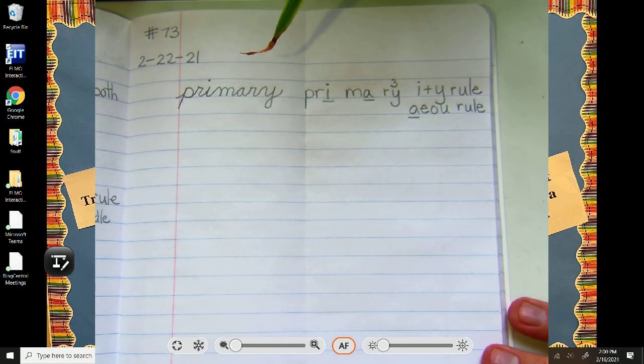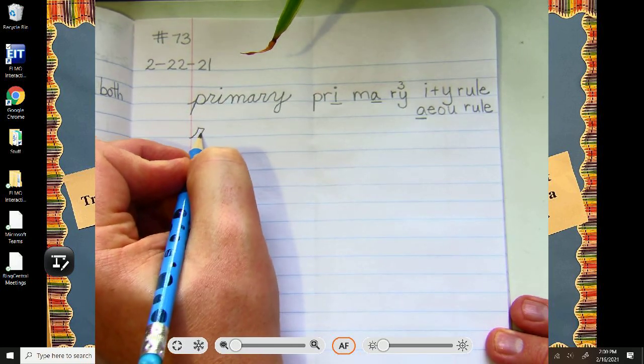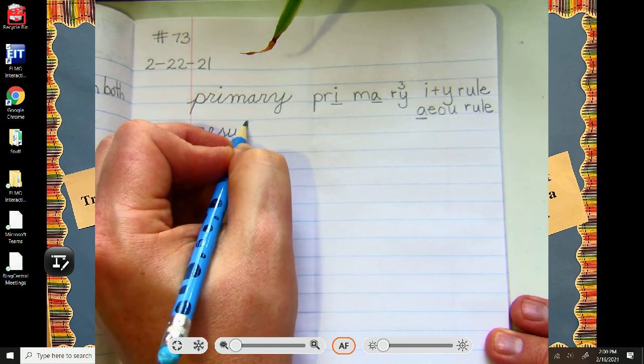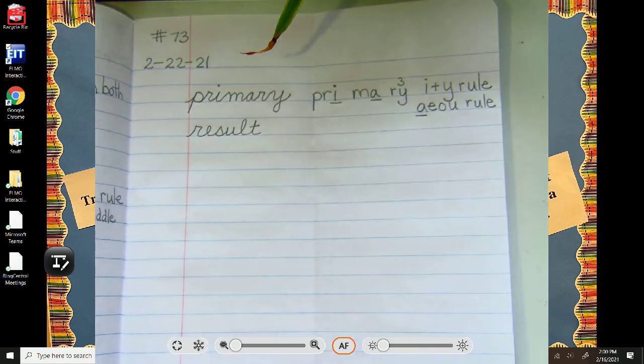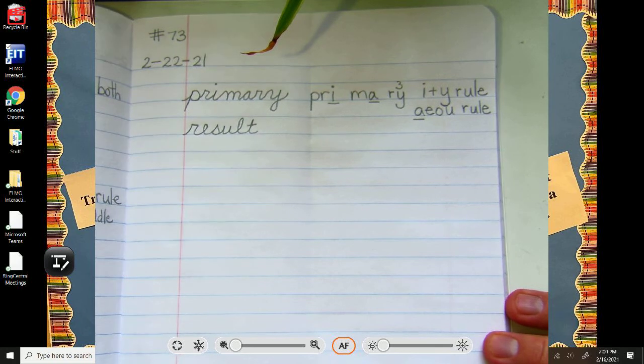Our next word, comfortably close to that red margin, is the word result. Not studying your words may result in a difficult test. Result. Pause for a moment, scholars. Analyze result.